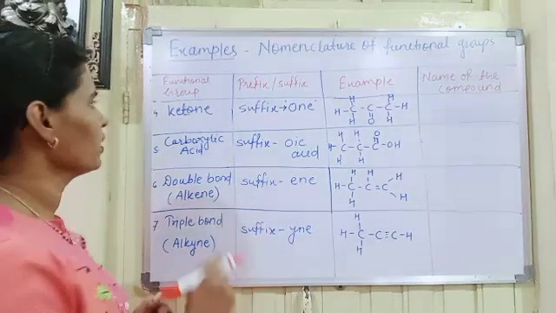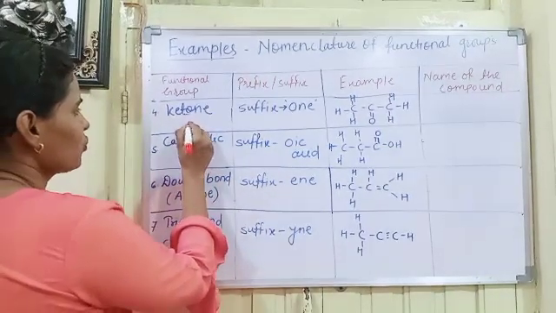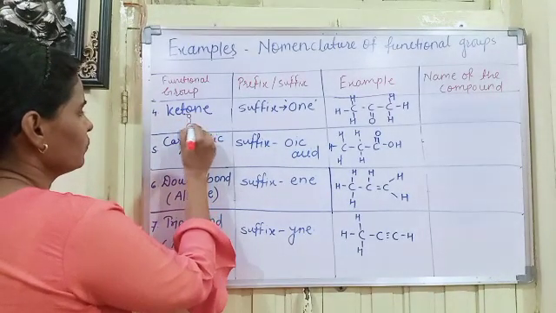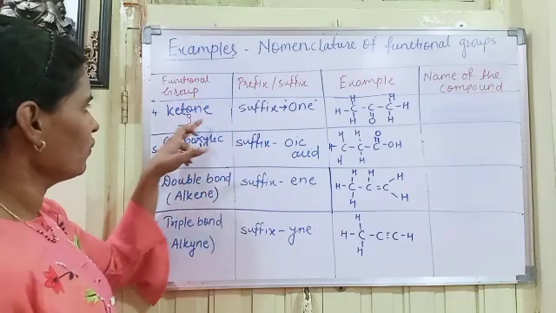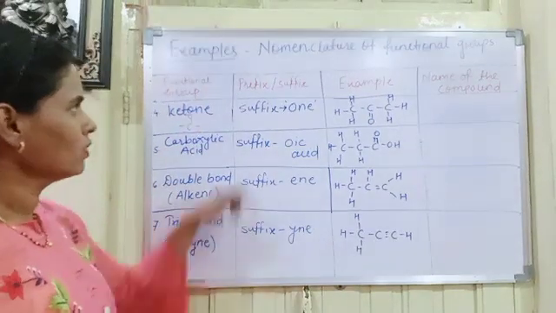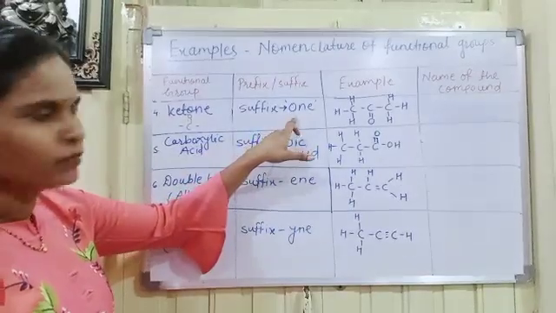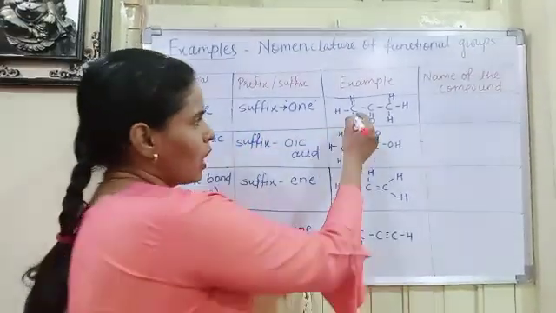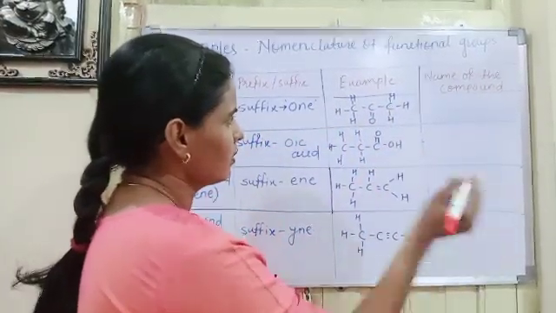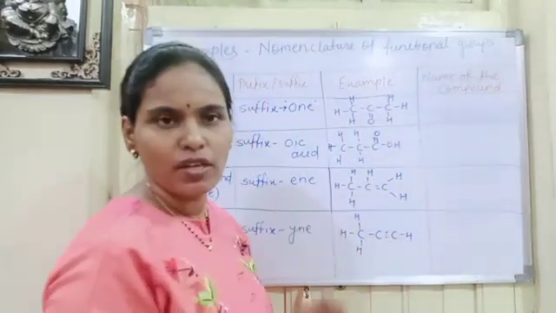Look at the next functional group, that is the ketone functional group. The ketone functional group is C double bond O. If a ketone functional group is there in a compound, then the suffix will be ONE. Look at the example. How many carbon atoms are there in this compound? There are 3 carbon atoms.